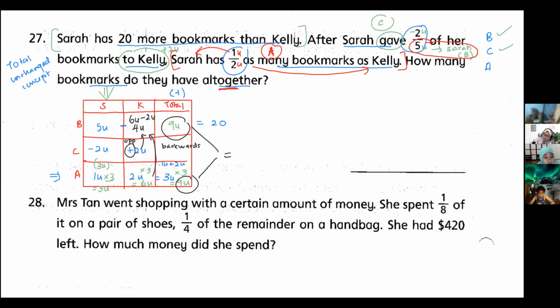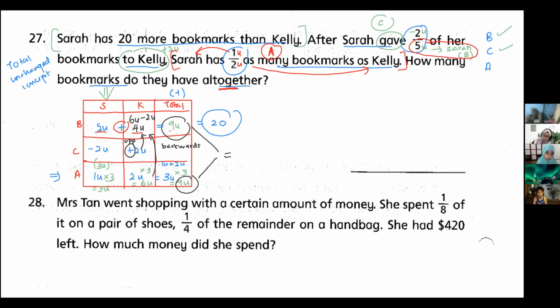Now let's check. 5 units and 4 units, do we get the total? Not minus, plus. So that's plus there. 5 plus 4, do we get 9 units? Yeah, so we are on the right track. We know that at first Sarah had 5 units and Kelly had 4 units, which becomes 9.